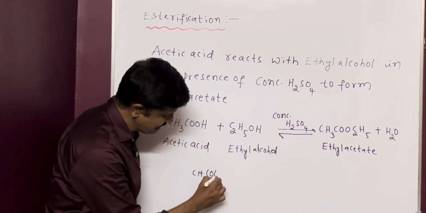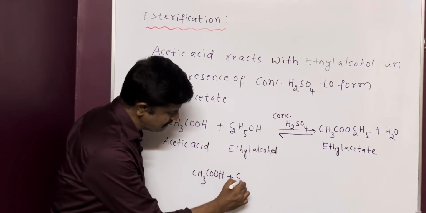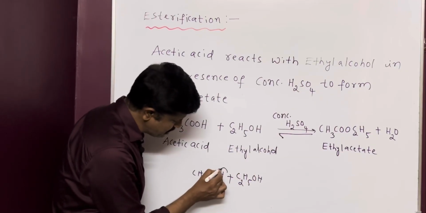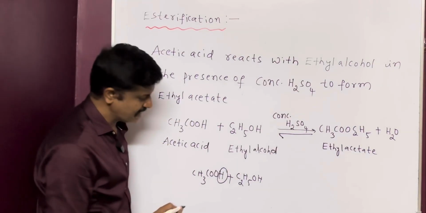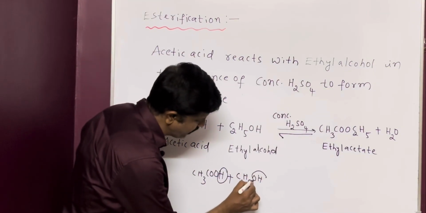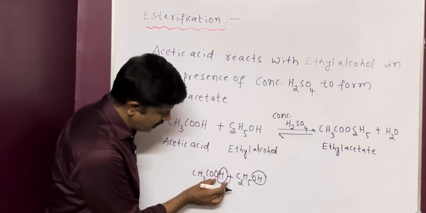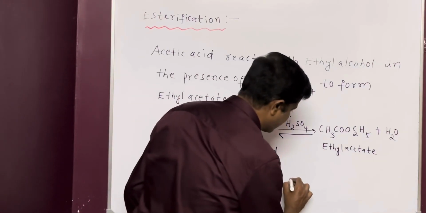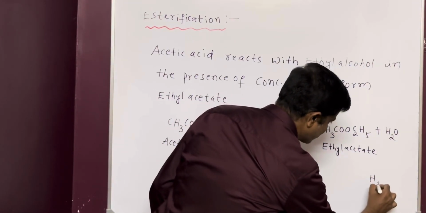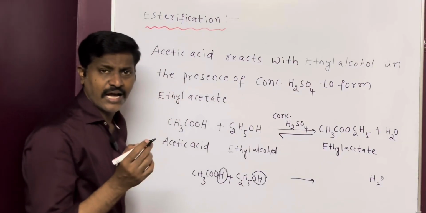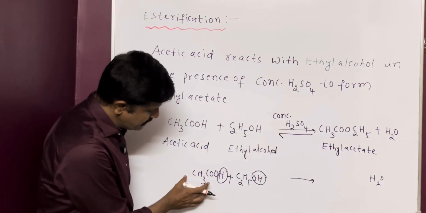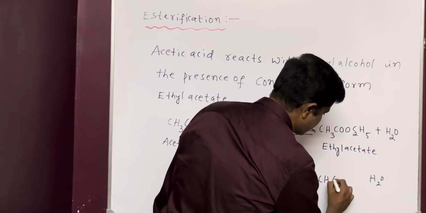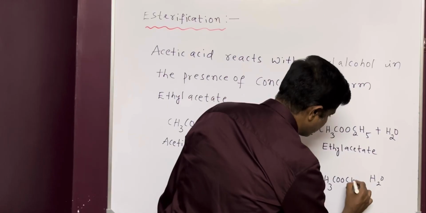CH3COOH plus C2H5OH. This is very simple. Now this H and this OH are combined and form water. Now remaining CH3COO C2H5. Clear?